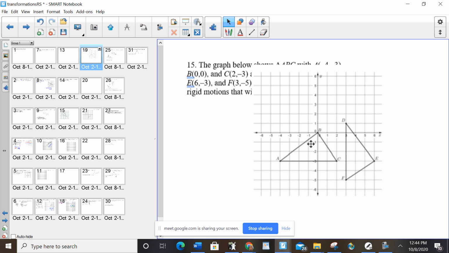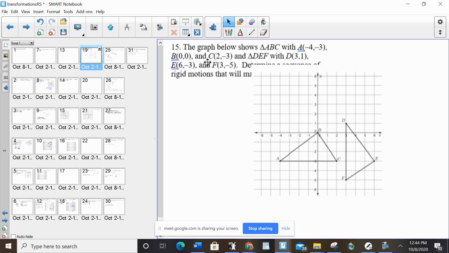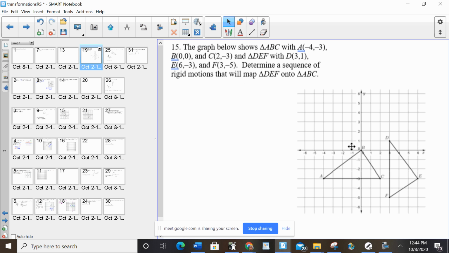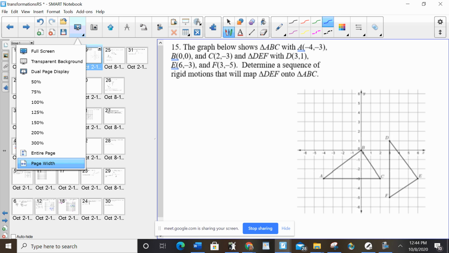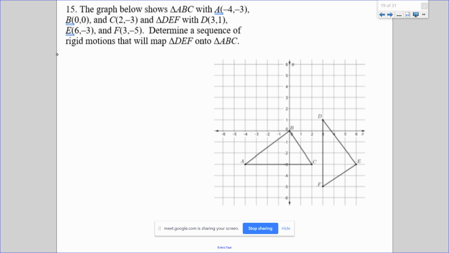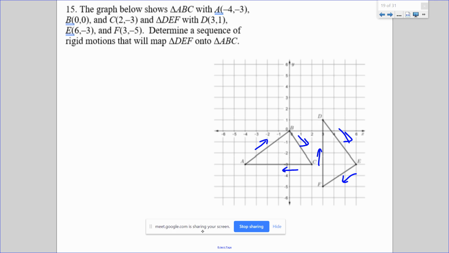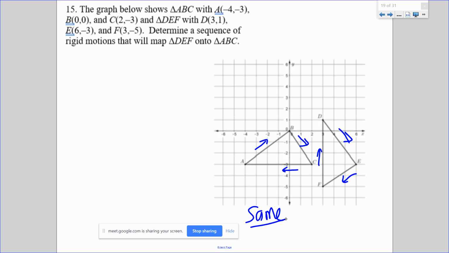All right. Identify the transformation. Translate, rotate, reflect. Check for orientation. Let's check for orientation. A, B, C, D, E, F. Same or different? Well, they're both going clockwise, so the orientation is the same. If the orientation is the same, it can't be a reflection, so it's going to have to be a rotation.